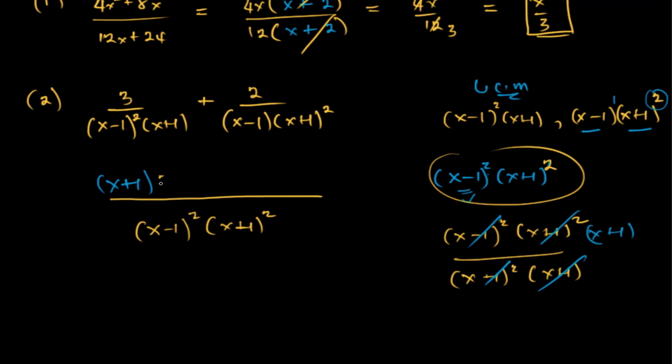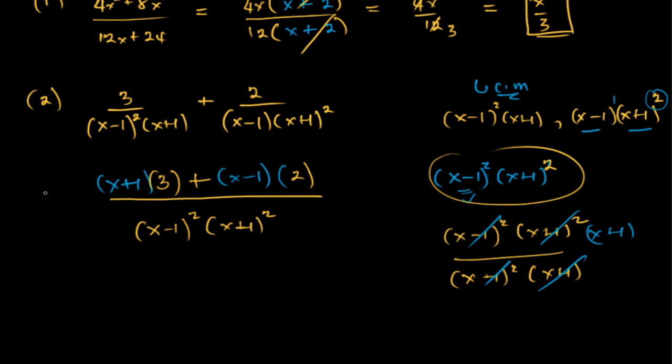times 3, then plus, then this divided by this. Just following the same procedure, we're going to have x, because (x + 1)² cancels (x + 1)², then (x - 1) cancels (x - 1)², leaving x - 1 times 2. So this is what we have.